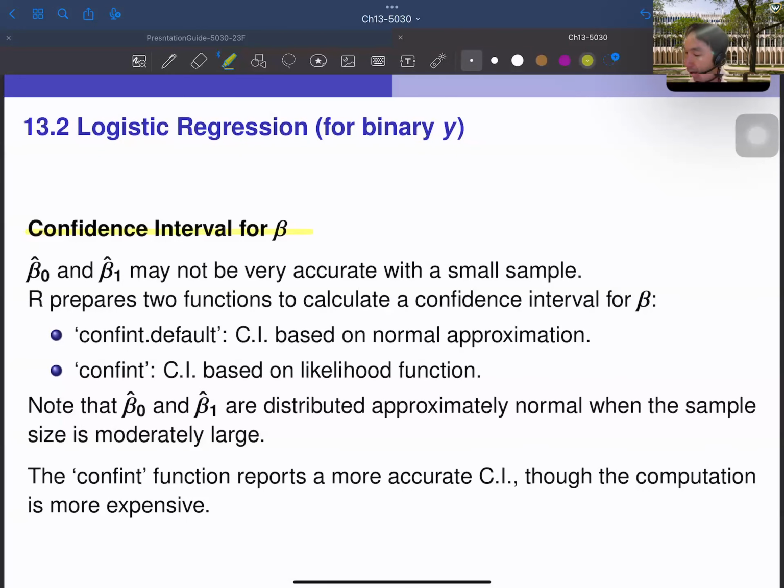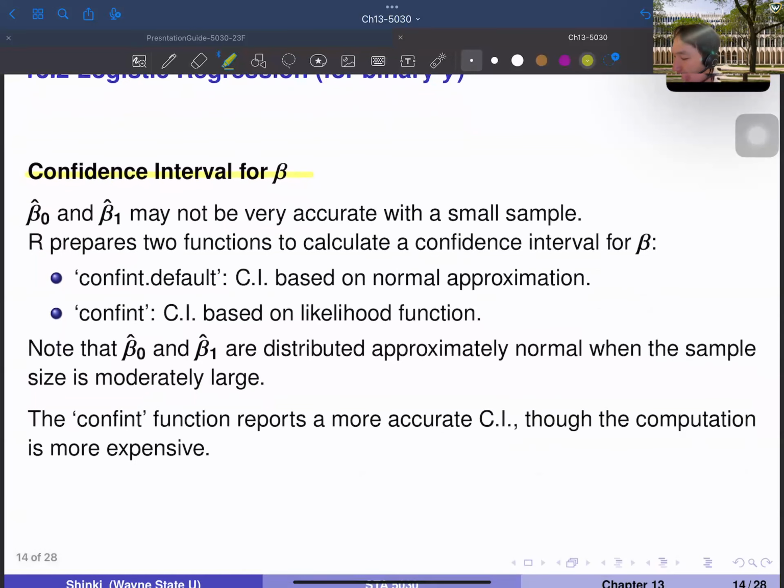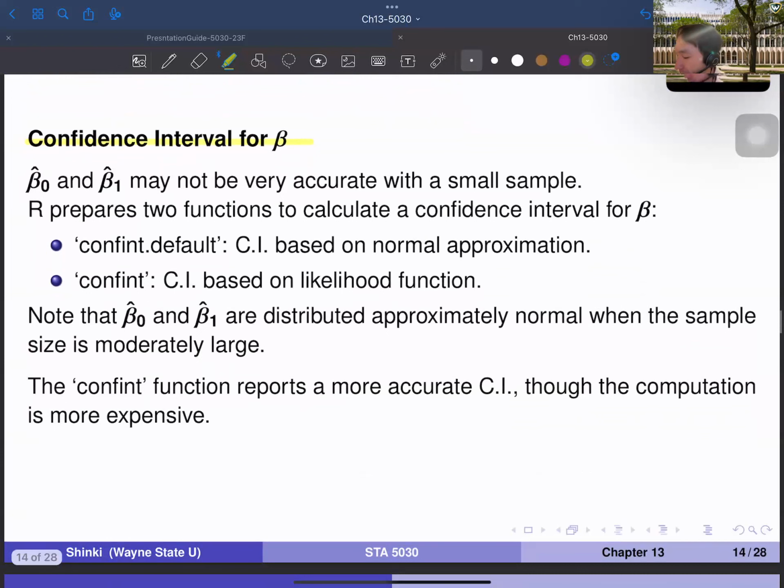And you can also define the confidence interval for the estimates. Since the function is more complicated, we need some computational functions to find the confidence interval. This is actually based on the derivative and the second derivative of the likelihood function, but in terms of the R implementation, you can use the confint.default function or the confint function to get the confidence interval.